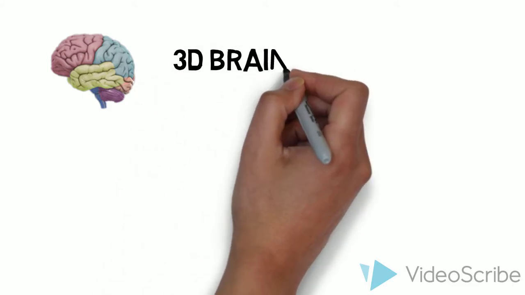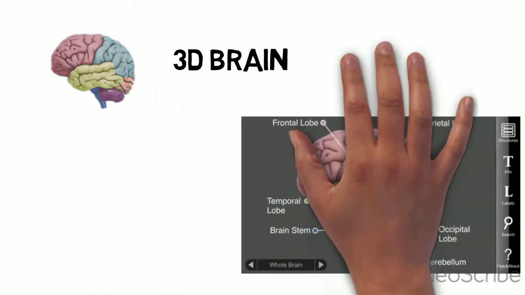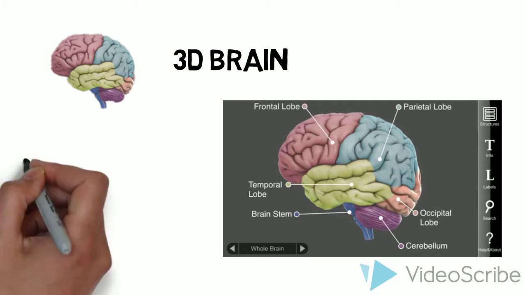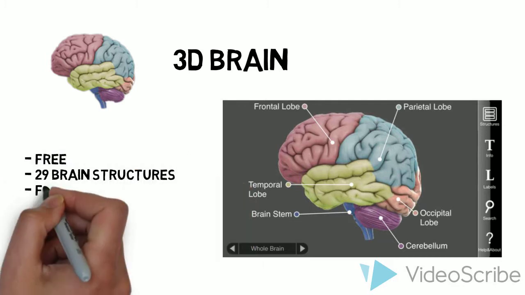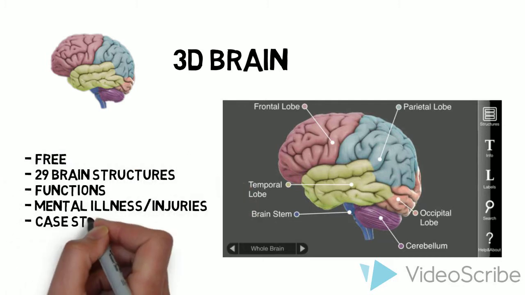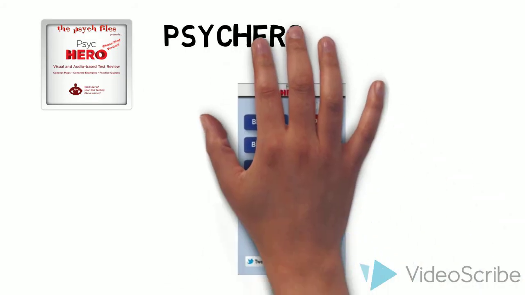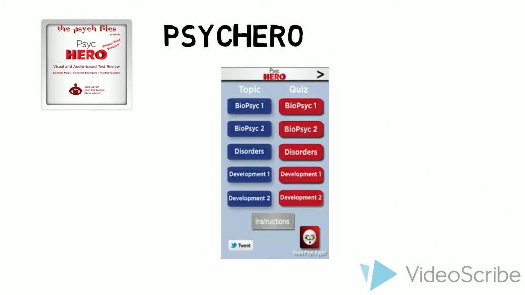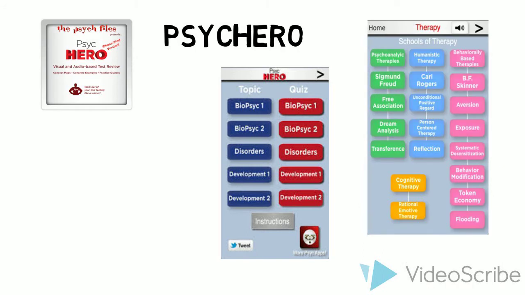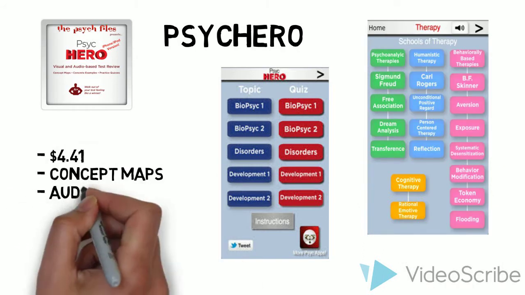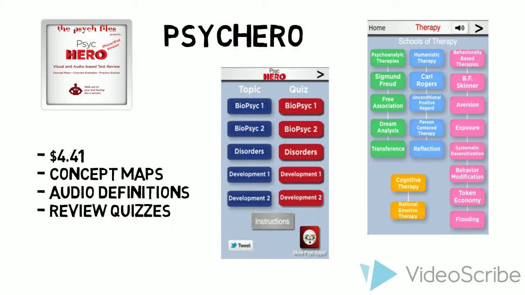3D Brain is a free application you can download on your mobile devices. It's an interactive app that lets you look at 29 brain structures and helps you learn the different region functions, as well as show any involvement they have in disorders or injuries. Psych Hero costs $4.41 to download and helps you study for psych tests with concept maps, audio definitions, and review quizzes for 6 major topics, which is interactive and can be quite useful for revision sessions.